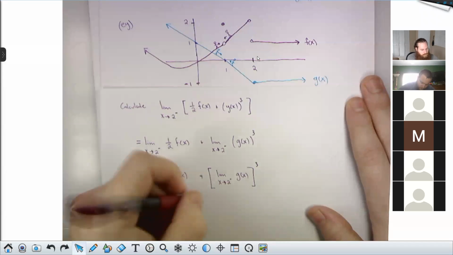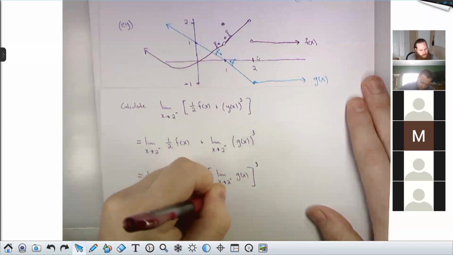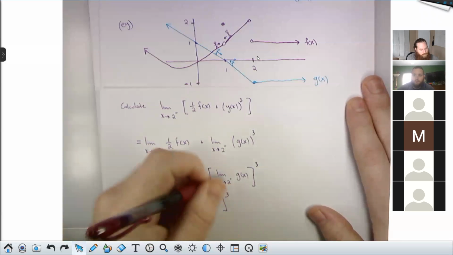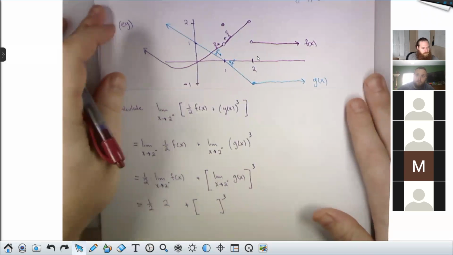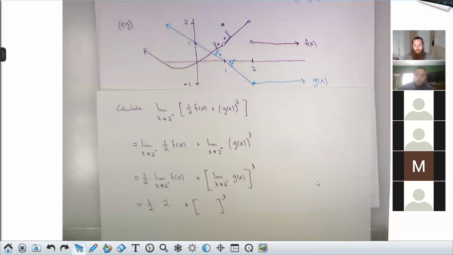plus, and I'll draw my brackets here because we know we're going to have to cube whatever we get from this. What is the limit as x approaches 2 from the left of g of x? -1. Excellent. Thank you, Trump. And I see in the chat here, everybody else is nailing that too. Alma and Luke, thank you guys very much. As we sneak up on 2 from the left along the blue graph, along the graph of g of x, as I imagine walking down like this, getting closer and closer to 2, my y values are getting closer and closer to -1.